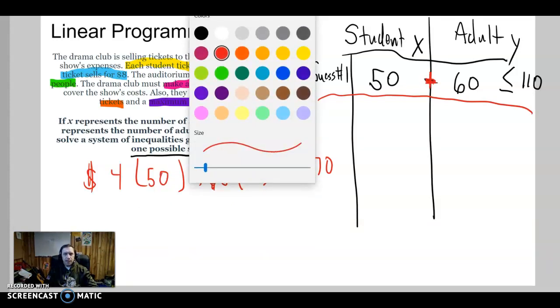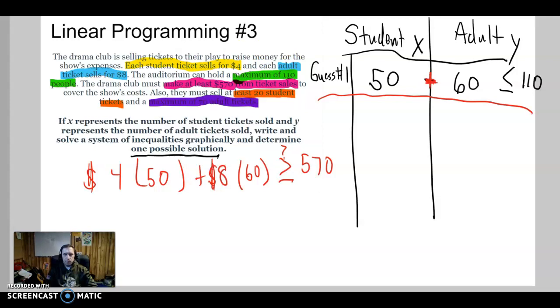So our first guess worked, but if you can't quite see how to write these equations, let's take another guess. So guess two, let's guess we only had 20 adults. So if we had 20 adults, how many students could we have? Well, it says we have to have at least 20 students. So let's just say 20 students, 20 adults. All right. Is that less than or equal to 110?